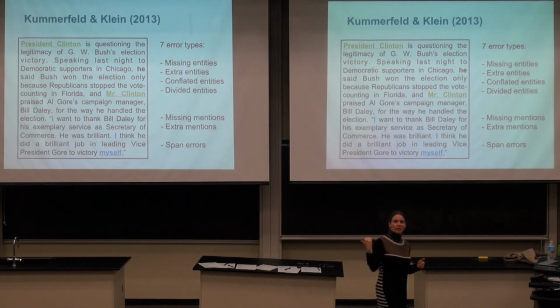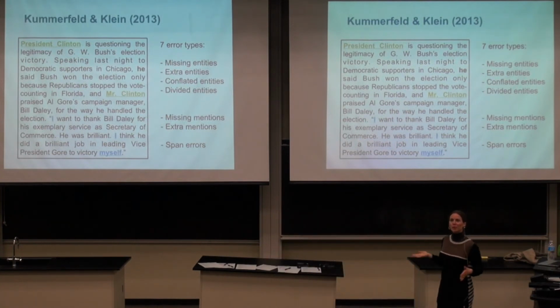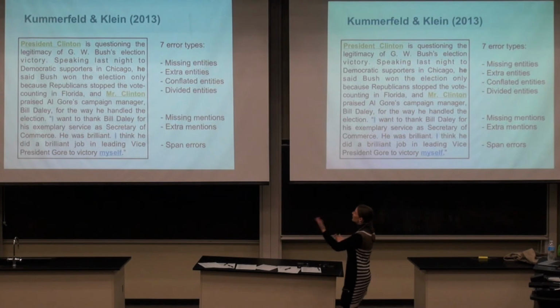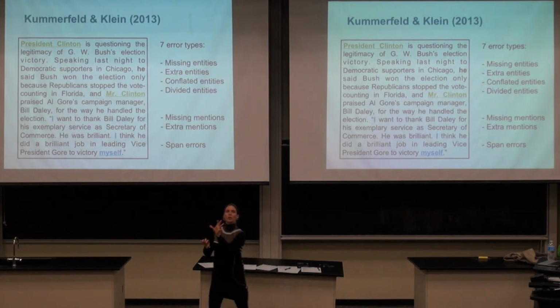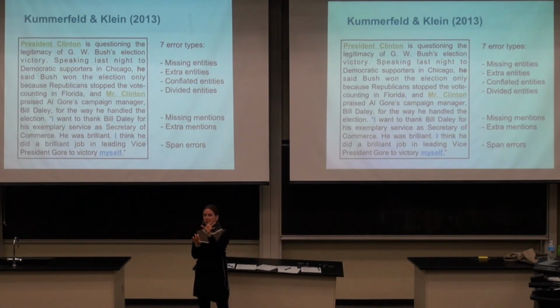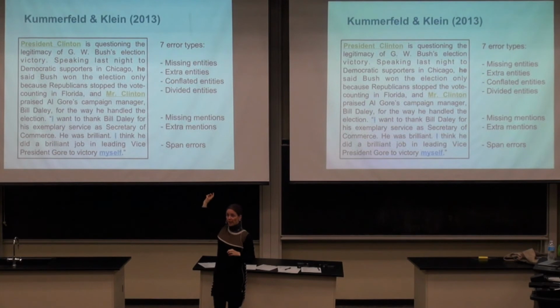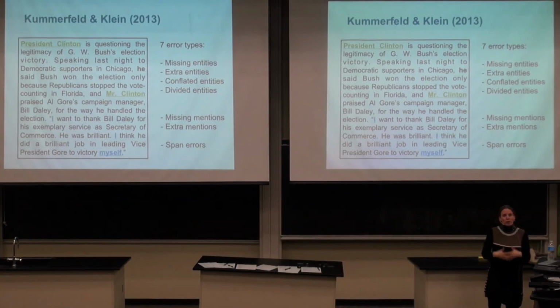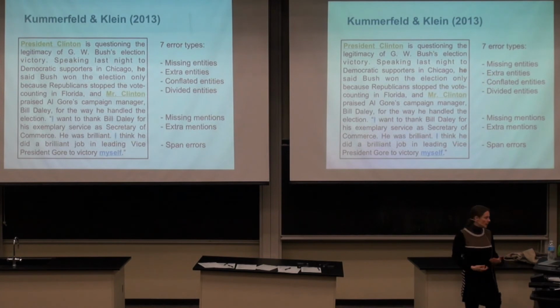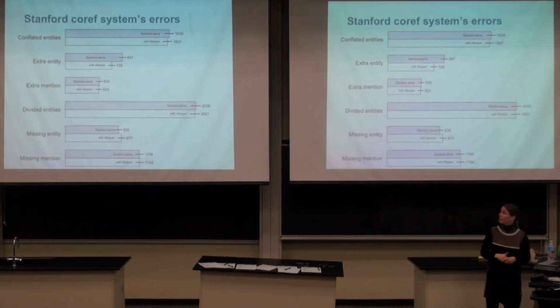If you have the time to read, you will see that I'm not lying, otherwise you can trust me. And what the system is outputting is one cluster with President Clinton and Mr. Clinton, and another cluster with I, myself. So here we have a divided entity because it should all be in the same cluster. And it missed one mention, this pronoun he, somewhere in the text. So using that system, we can see whether the result that we get actually makes sense.